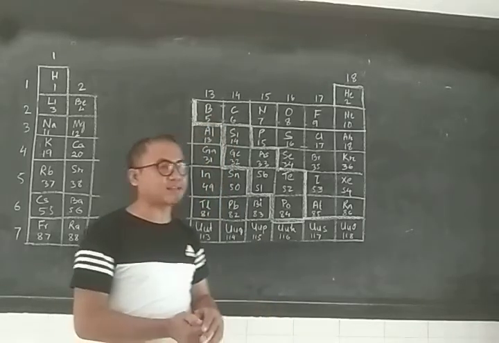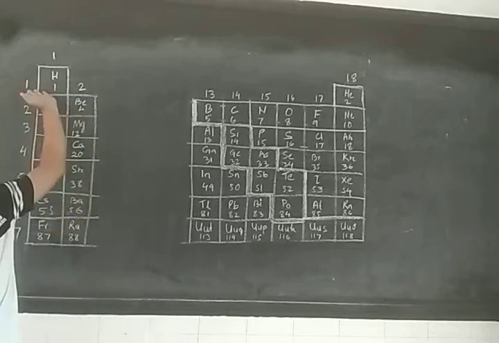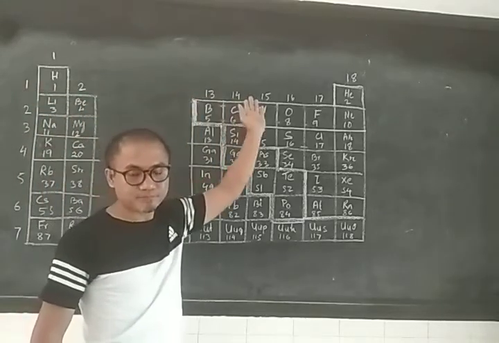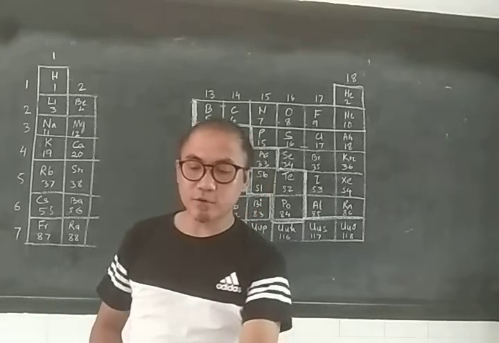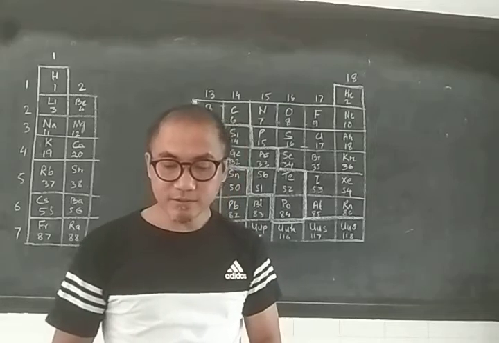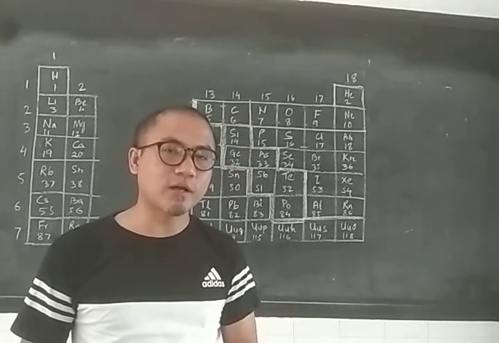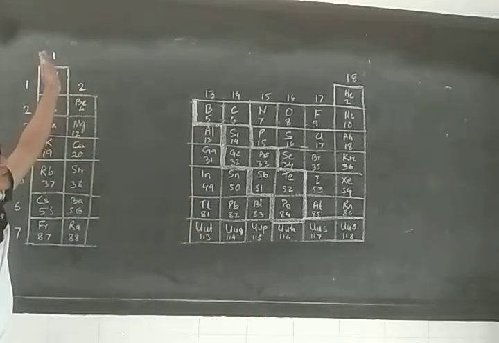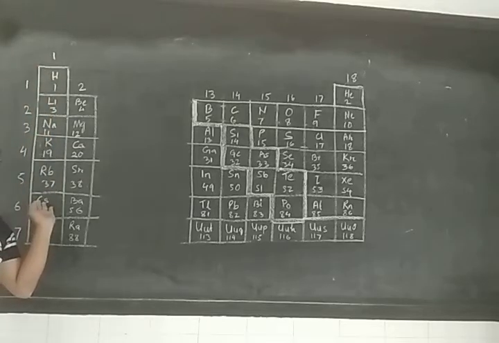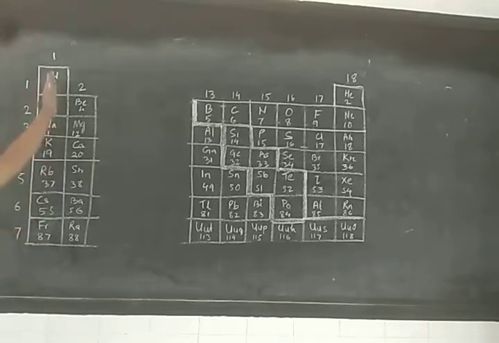What happens to the valence electron here? As we move from left to right, the number of valence electrons increases from 1 to 8. The first group will have 1 valence electron. All the first group, hydrogen, lithium, sodium, potassium, will have only 1 valence electron.